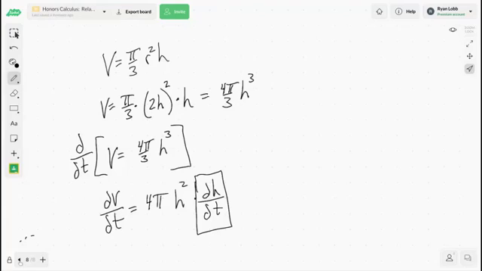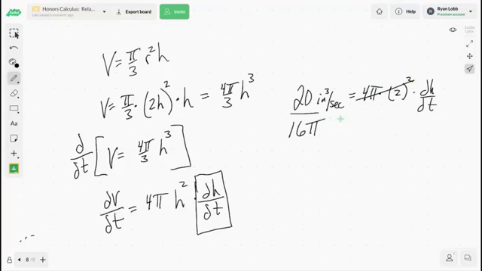Well, it won't let me go back. So dv dt was 20. All right, equals 4 pi times h. h was 2, right? 2 squared times dh dt. And then we could solve here. 4 times 4 is 16 pi. So divide by 16 pi. Get rid of all that. There's your dh dt, right? And then the units would be inches per second.